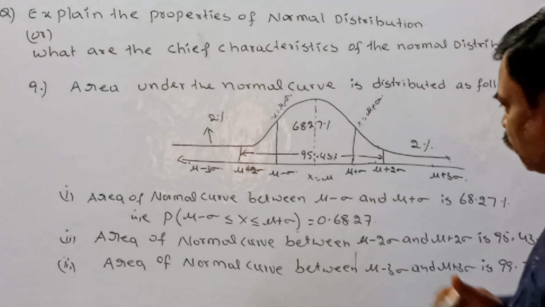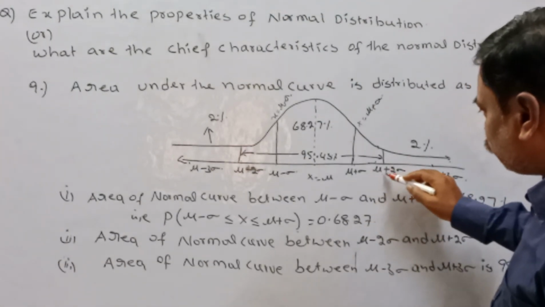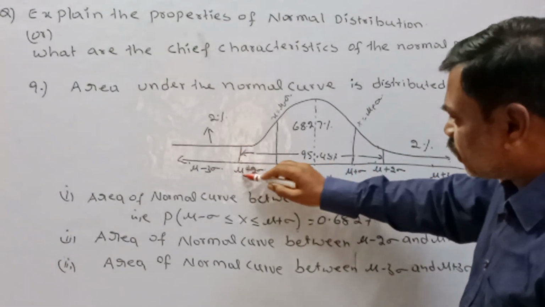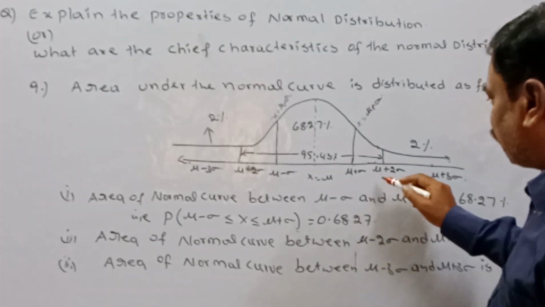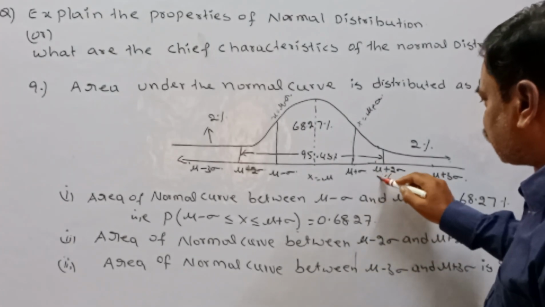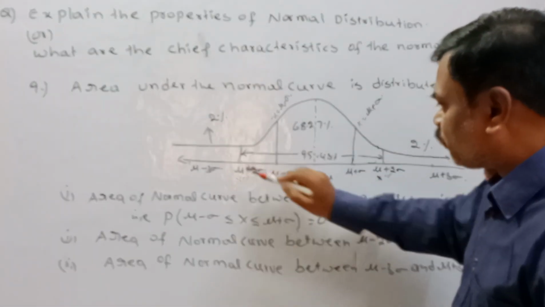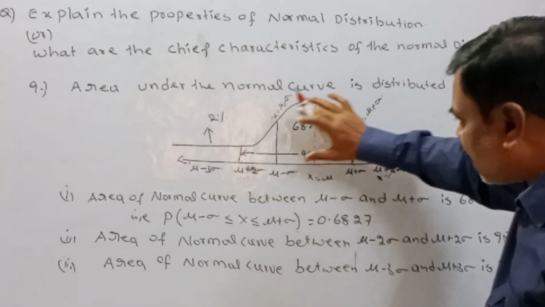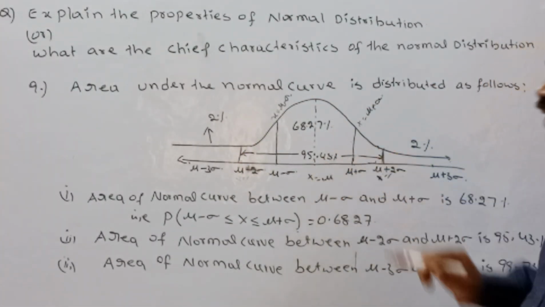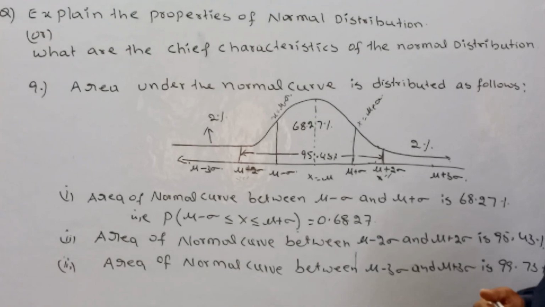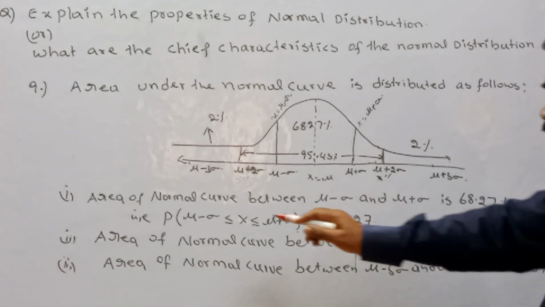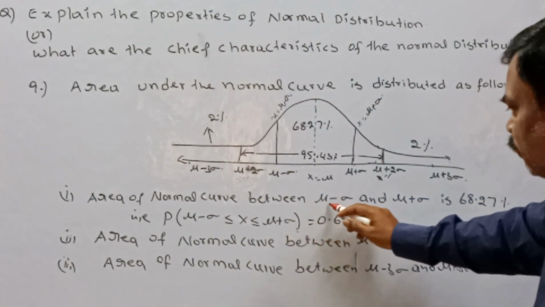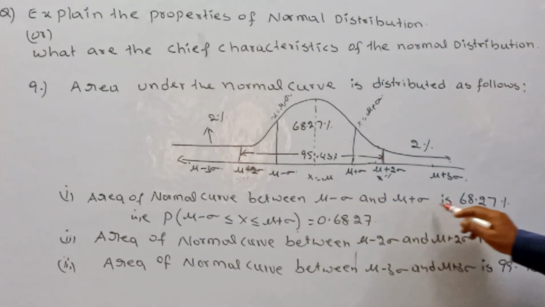And also you observe this is mu plus 2 sigma, this is mu minus 2 sigma. So in between these two lines the area is 95.43%. That is the probability.